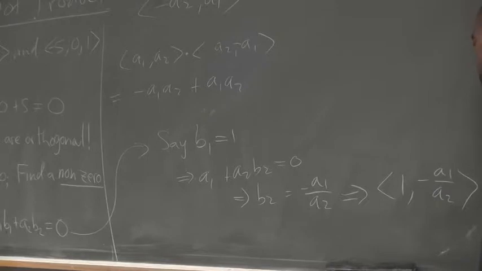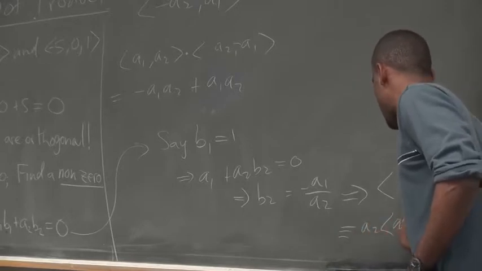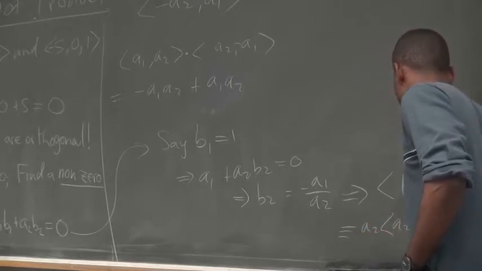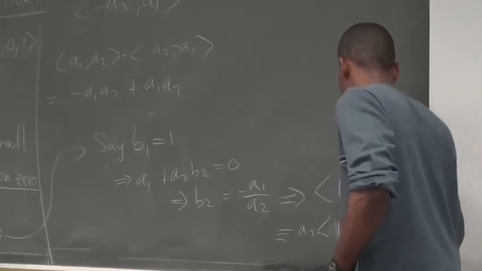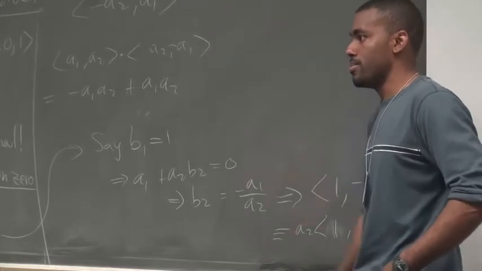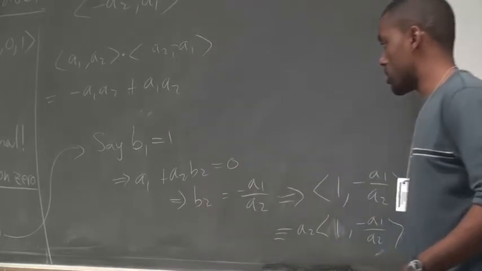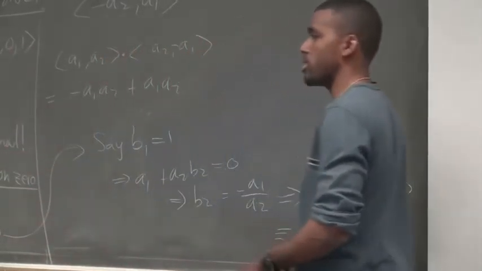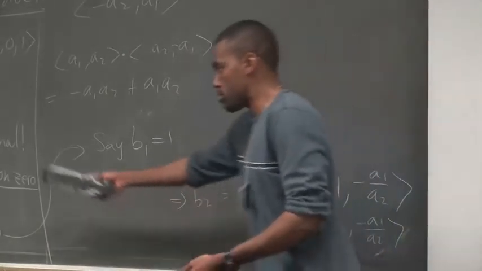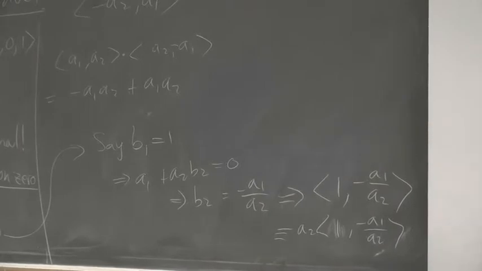But of course that is parallel. I can actually multiply that vector by A2, which is a scalar, and then I get that vector. So here I just said, find a vector that's orthogonal. I don't care what size it is, so you can just choose one component and then figure out the other one.